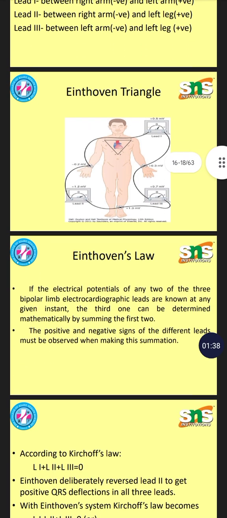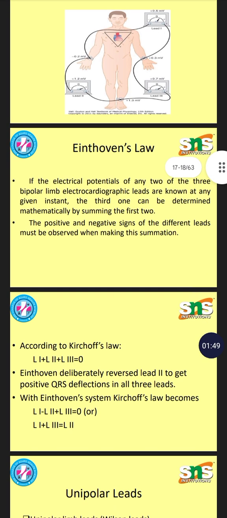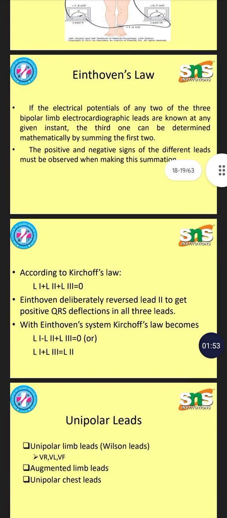Next is Einthoven's law. If the electrical potential of any two of the three bipolar limb electrocardiography leads are known at any given instant, the third one can be determined mathematically by summing the first two. The positive and negative signs of the different leads must be observed when making this summation.